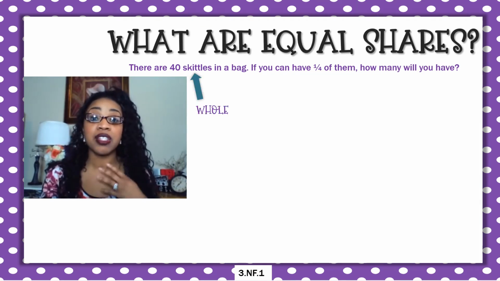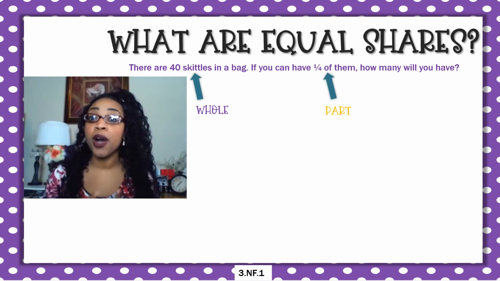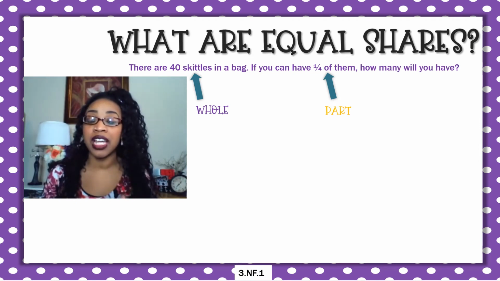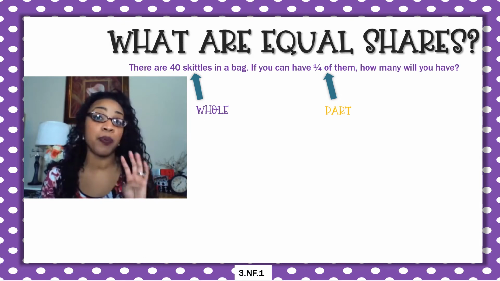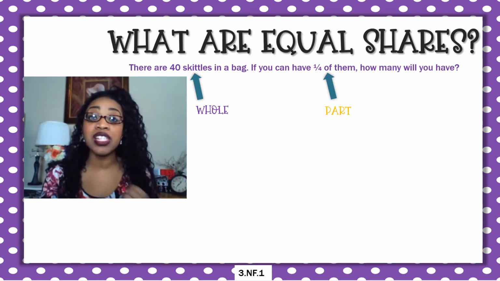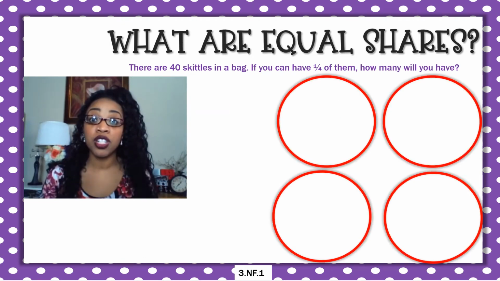I know this because I see that the whole, which is 40 Skittles in a bag, I then have to look at my part. So if I'm going to have 1/4 of them, I'm only going to look at how many that one part has in them. So in order to get 1/4, I'm going to have to divide that whole into 4 separate parts. So in order to do this, I'm going to first draw 4 circles. And now I'm just going to simply take those 40 Skittles and then evenly distribute them in each circle.